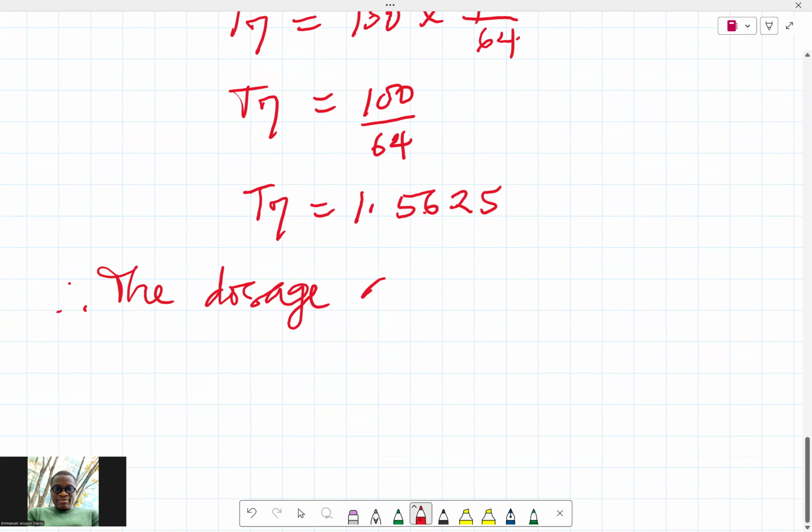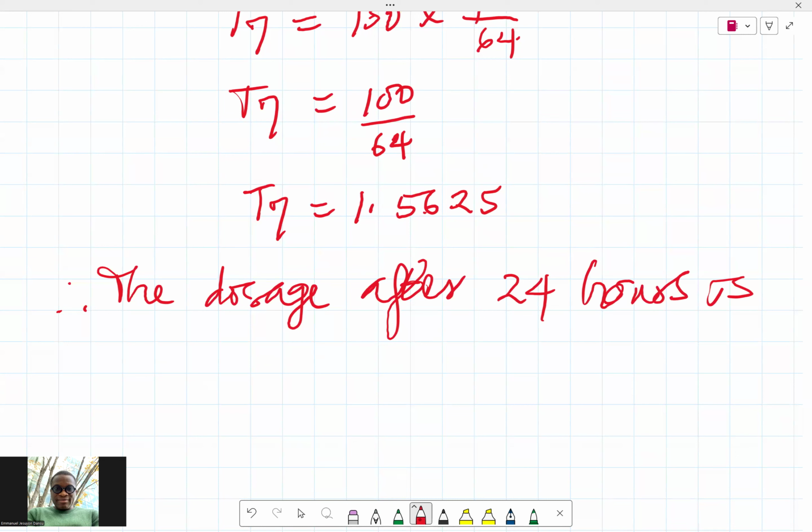So you can say, therefore, the dosage after 24 hours is 1.5625 milligram. And that goes.